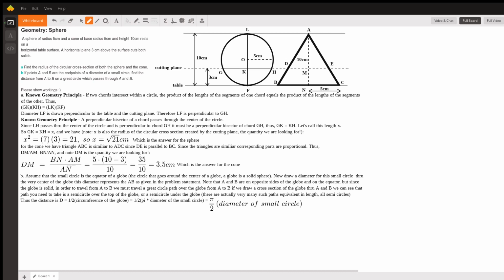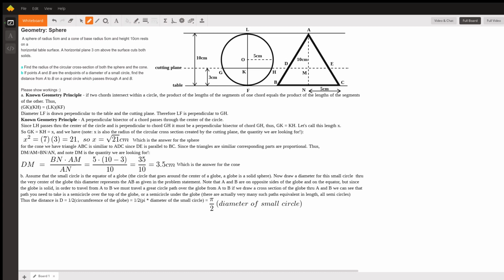Okay, so note that A and B are now on the opposite sides of the globe and are on the equator. But since the globe is solid, if we want to travel from A to B, we must travel over or under the globe. This is what a great circle path is. Now, a great circle path is a semicircular path from one point to another, or a circular arc where the circle it's a piece of also goes through the center of the globe.